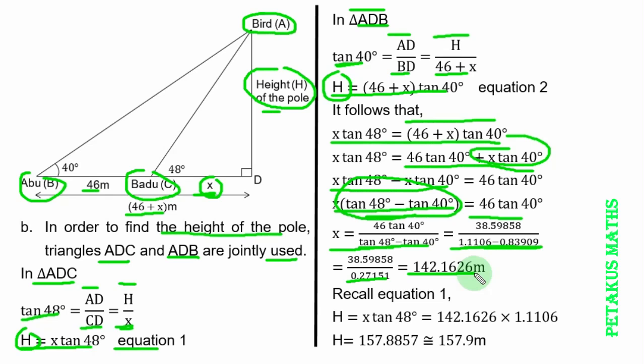We are to find the height of the pole. Both equations can help us to do that, but equation 1 is easier. You have equation 1, you replace s with what it stands for. This is the value of tan 48 degrees. When you multiply, you have this result. To 1 decimal place, the height of the pole becomes 157.9 meters.